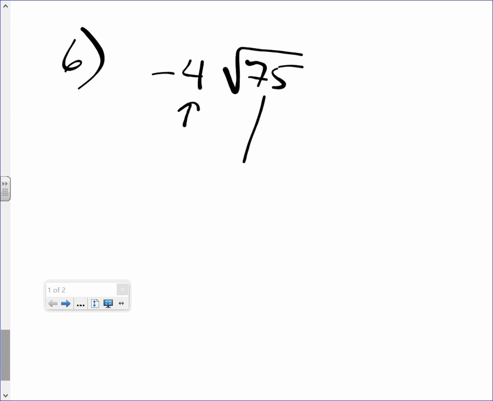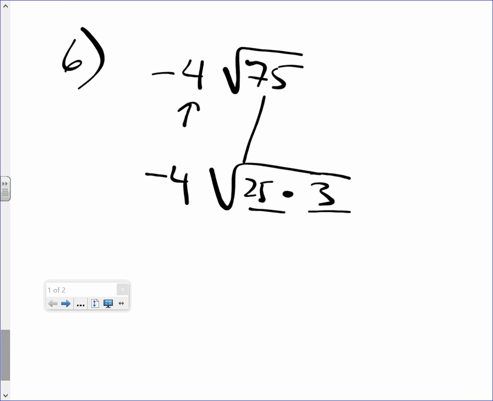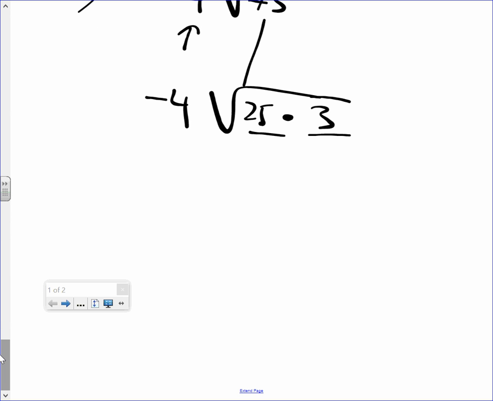So let's rewrite rad 75 as something times something else. Can someone give me a perfect square factor? Look at that. Let me put the negative 4 out here, because that's not going to disappear. It's going to stay with us till the end. And you'll see how it's going to factor in at the end.